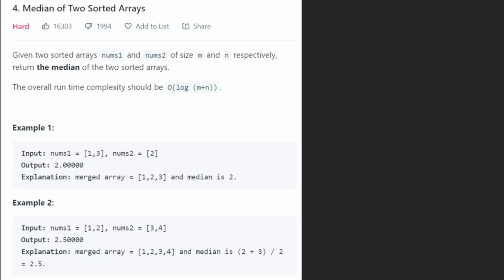Okay, hello everyone. Today we are going to solve this LeetCode problem, that is median of two sorted arrays, and it's a pretty famous problem. So let's see, and it's a hard question. It has a difficulty of hard level.